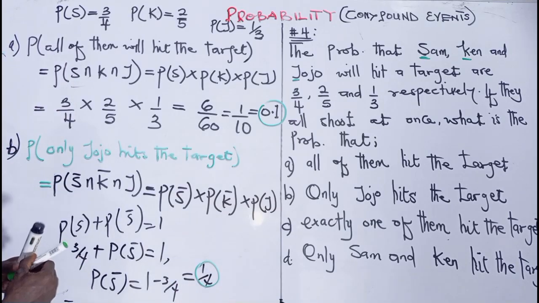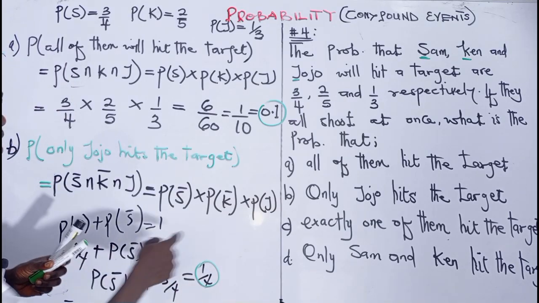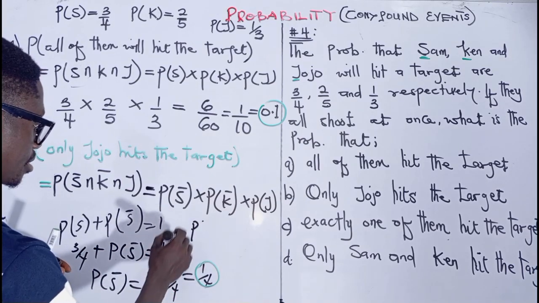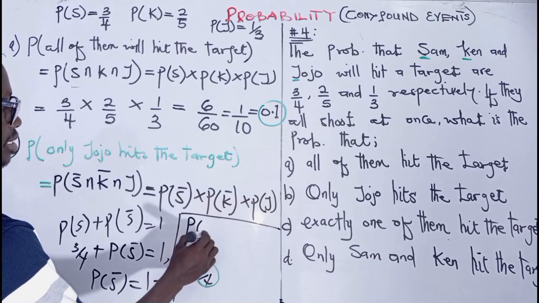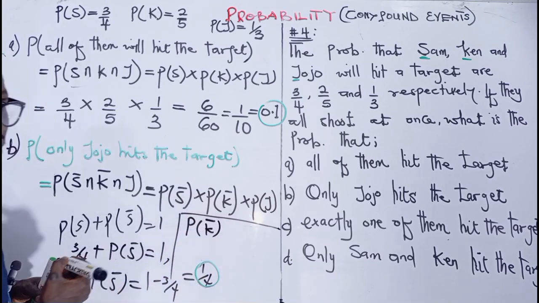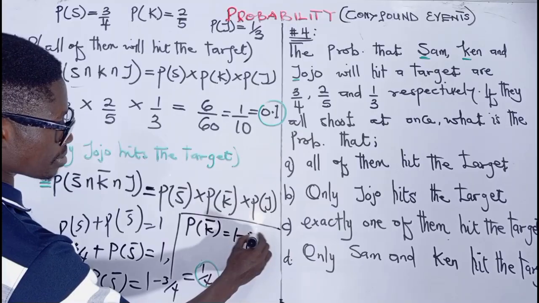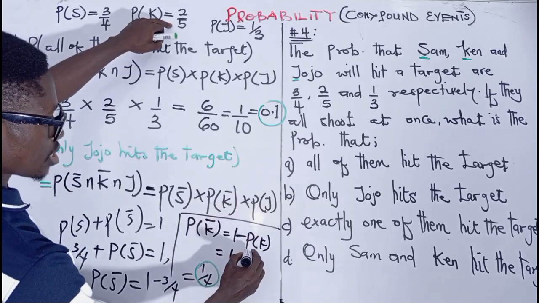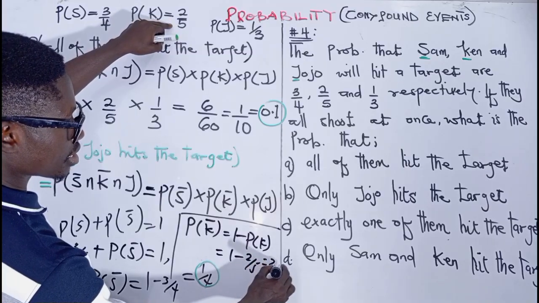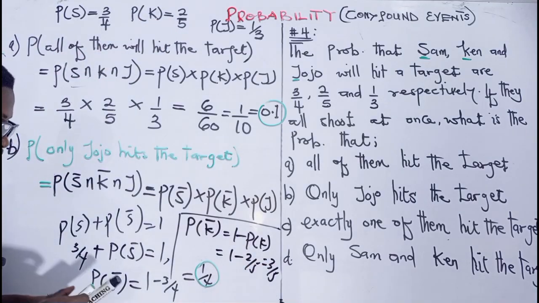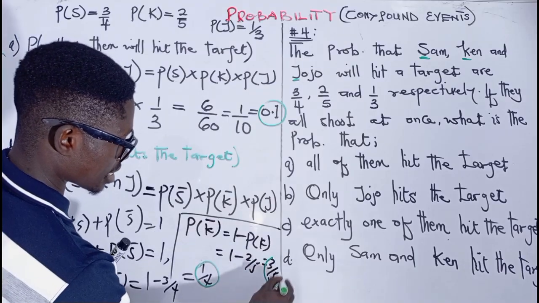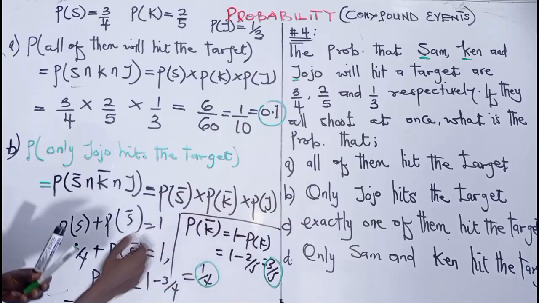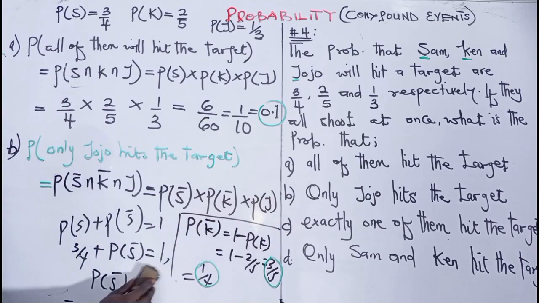Now you can also find the probability that Ken will miss the target. The probability that Ken will not hit the target is equal to 1 minus the probability that Ken will hit the target. So we have 1 minus 2 over 5, which gives us 3 all over 5. So the probability that Ken will not hit the target is 3 over 5. Now once we have this and that, we can substitute them in place and then do our multiplication.